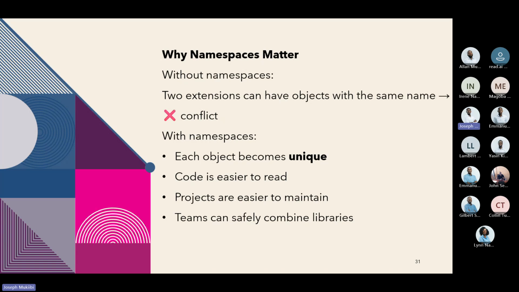Without namespaces, two extensions can have objects with the same name. So two extensions can have objects with the same name, and this will cause a conflict. But when you're using a namespace, each object becomes unique. Code is easier to read, projects are easier to maintain, and teams can safely combine libraries.